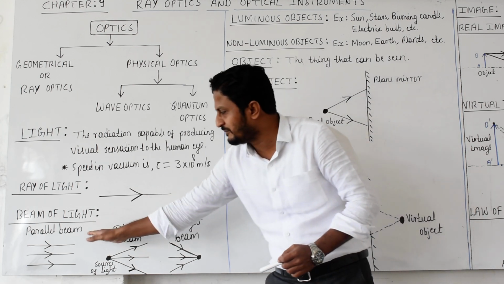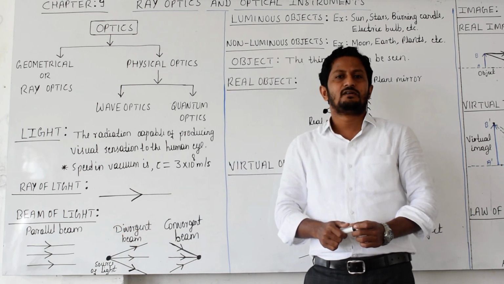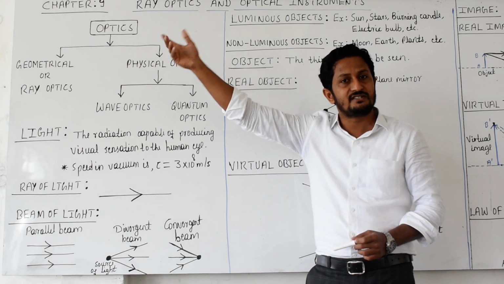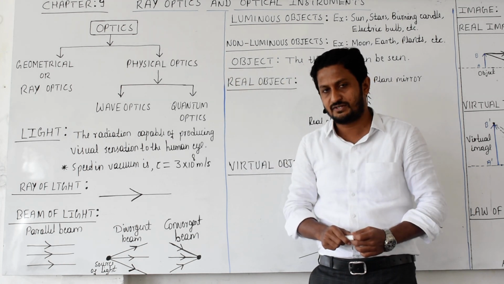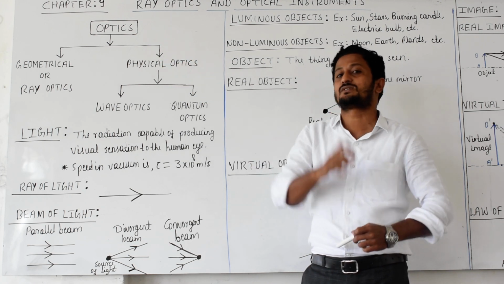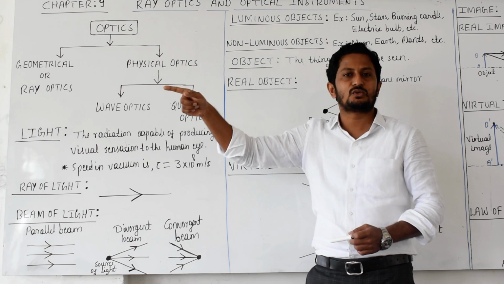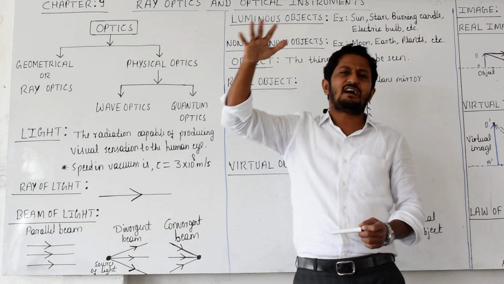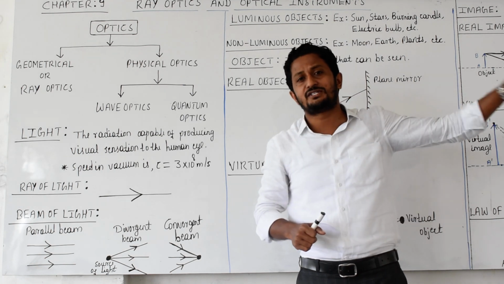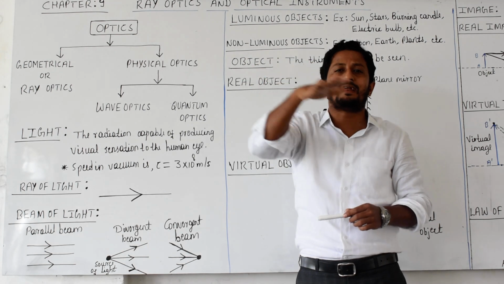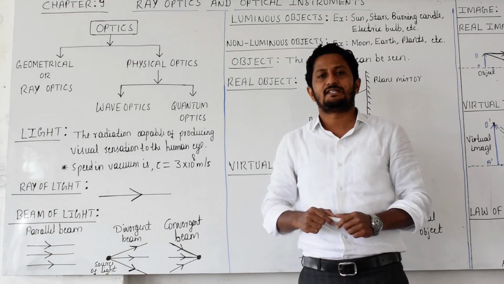A parallel beam means what? Imagine somewhere at infinite distance there is a source of light. From that source, light rays got emitted. After traveling a certain long distance, we are going to treat them as parallel with respect to each other.